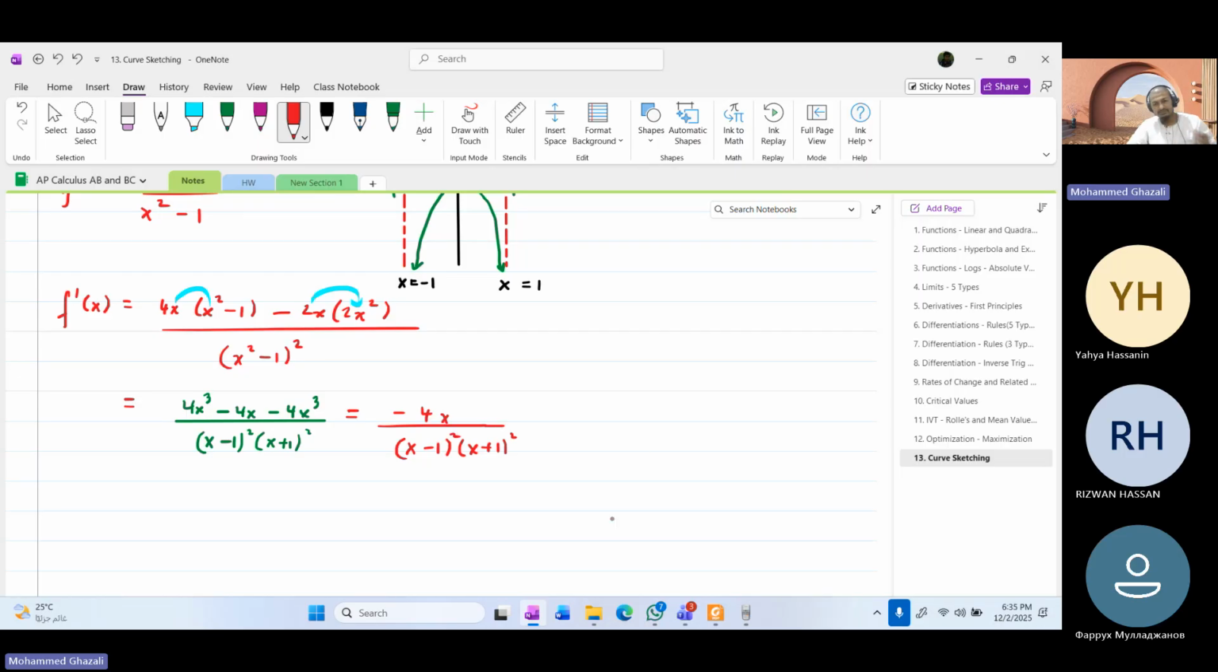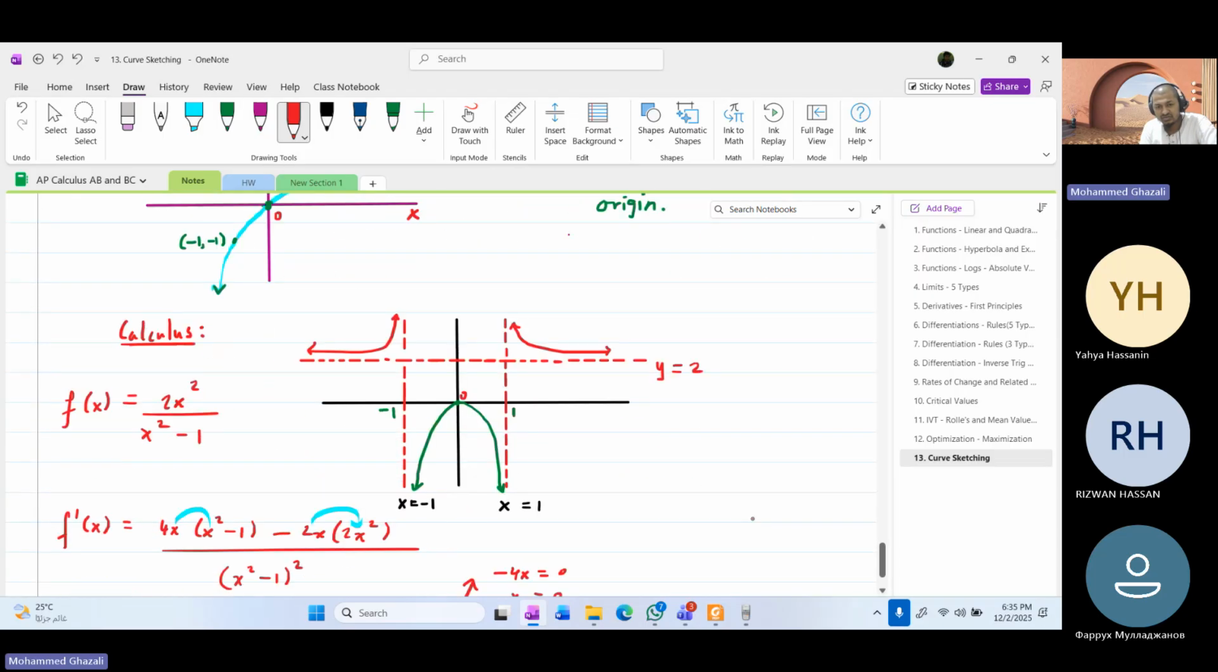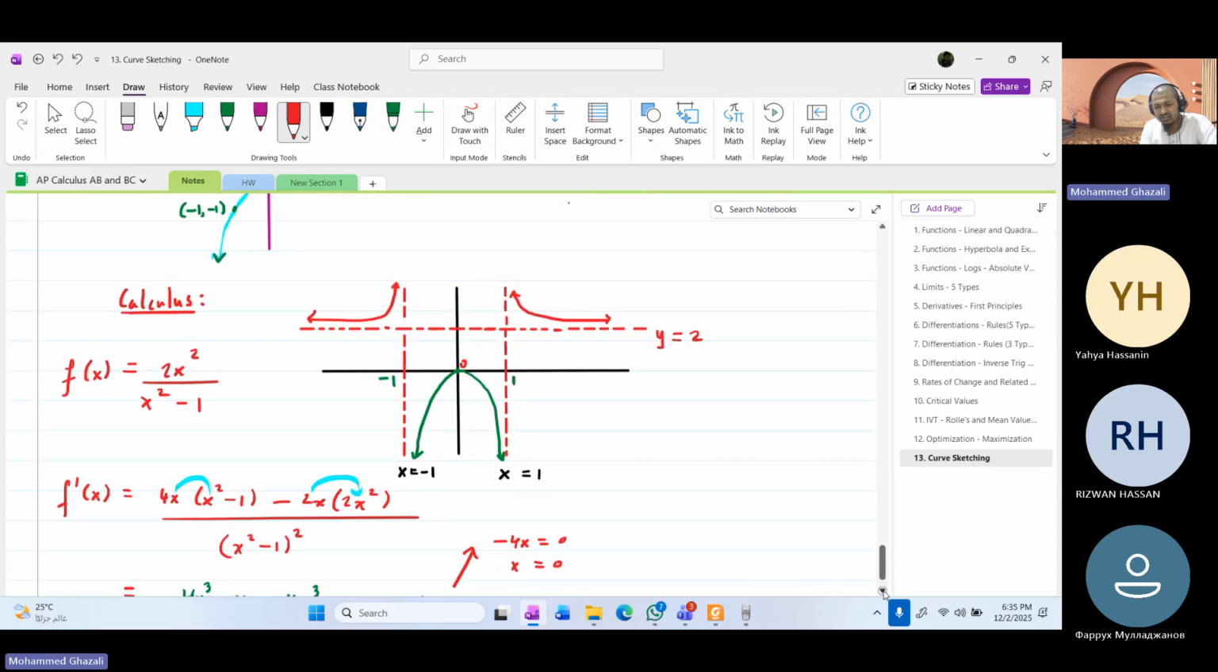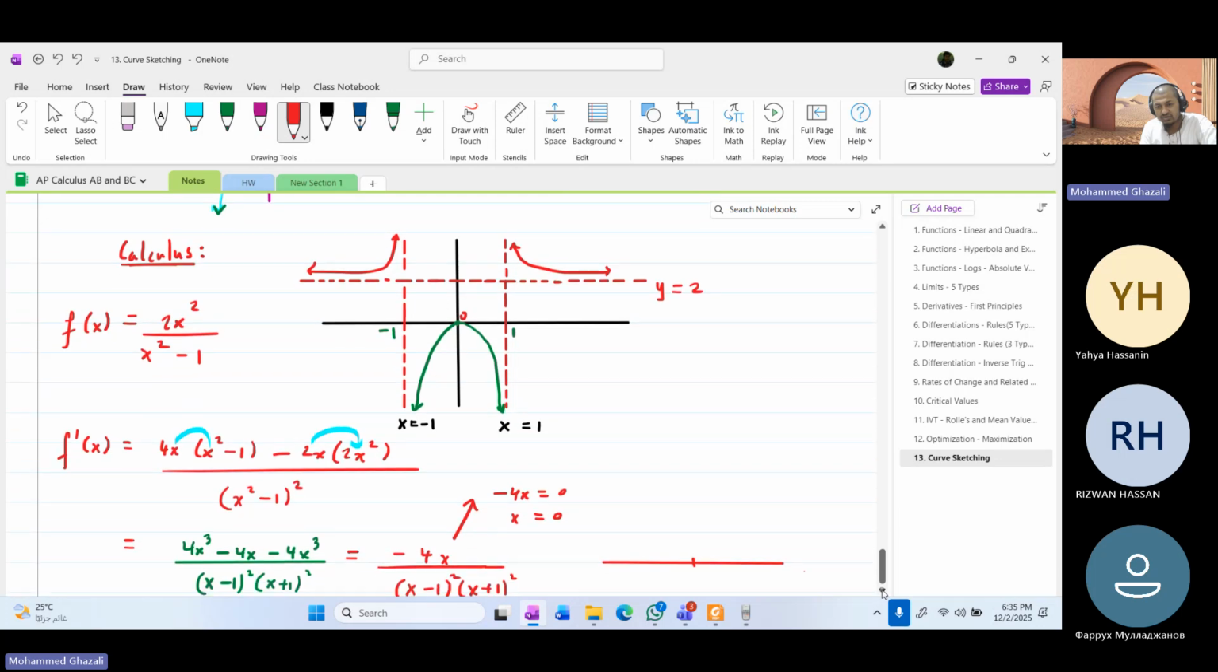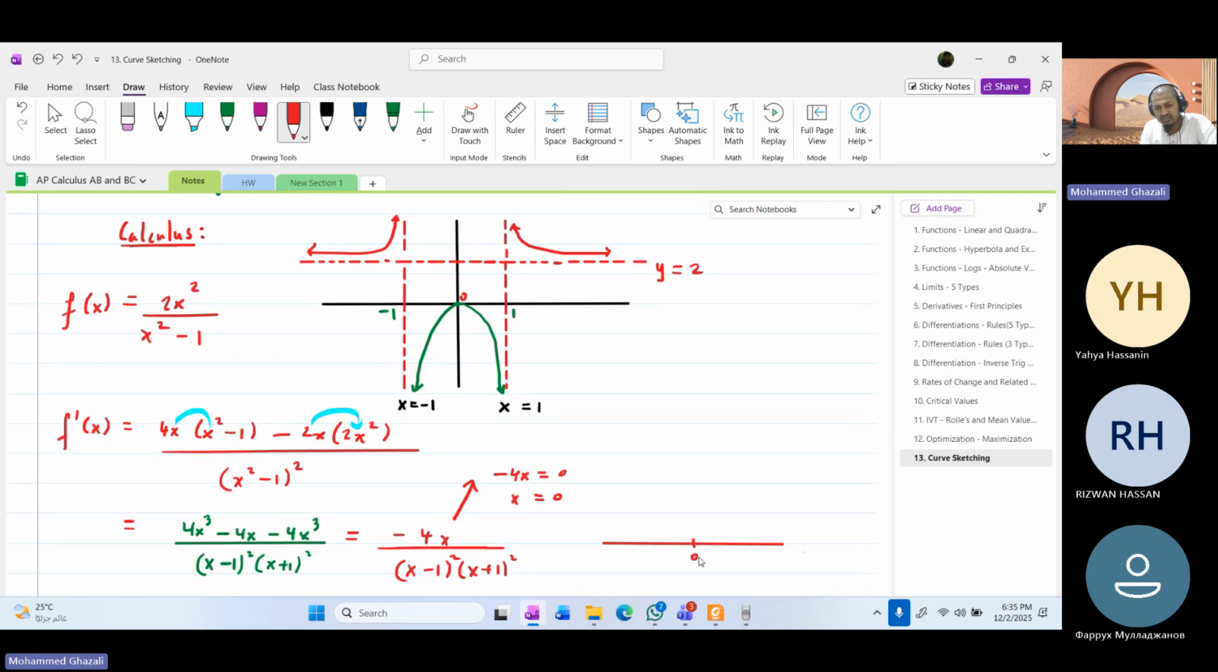Are we good, guys? Now, from this, we can figure out what the turning point is. If you make the numerator equal to 0, you get x is equal to 0, which is the turning point. Remember, we said that before. Great. Now let's find where the function is increasing and decreasing. There are three important points: 0, -1, and 1.